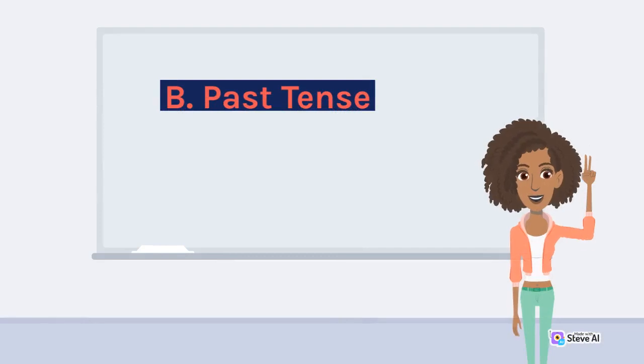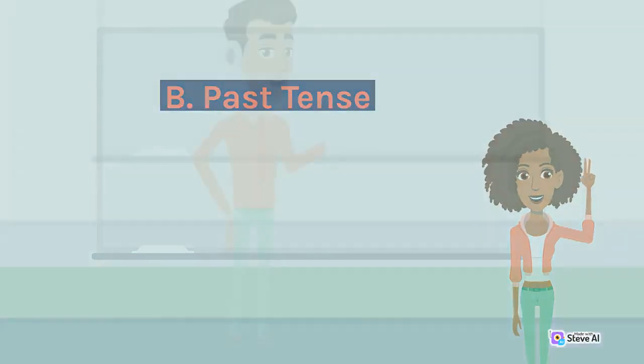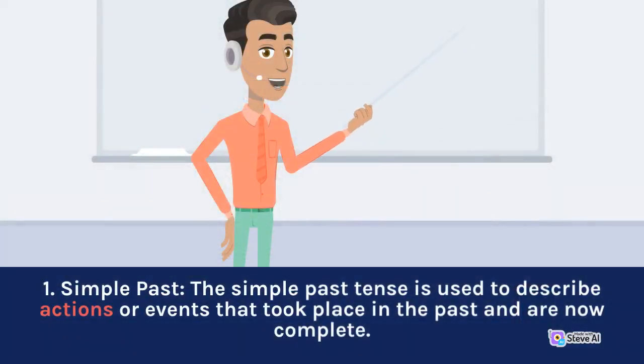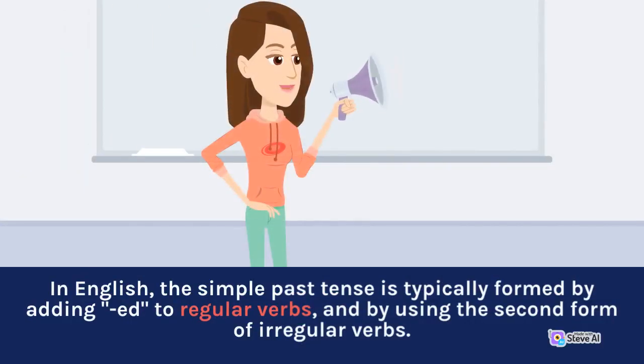B. Past tense. 1. Simple past. The simple past tense is used to describe actions or events that took place in the past and are now complete. In English, the simple past tense is typically formed by adding "ed" to regular verbs, and by using the second form of irregular verbs.